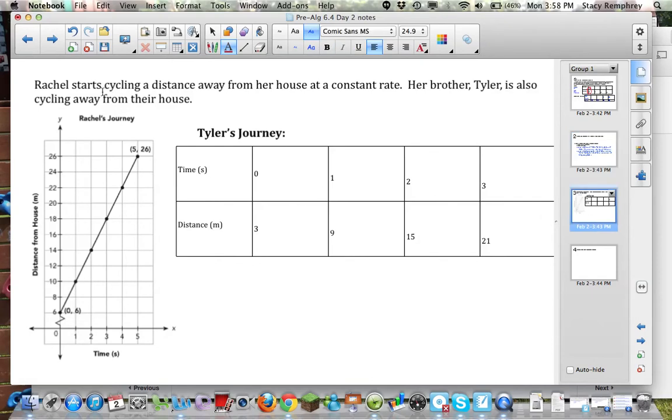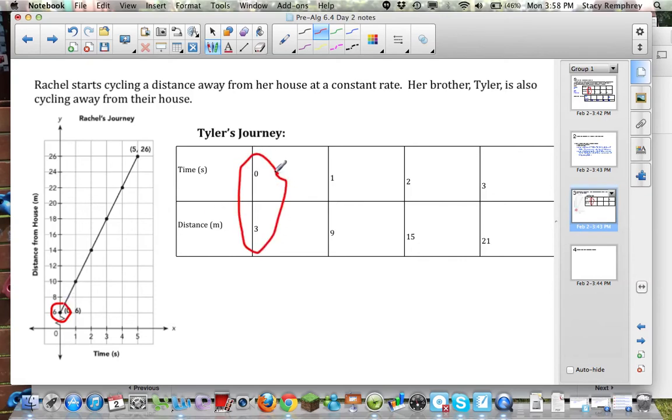In this one, I have Rachel, actually took this from a previous problem, and I have Tyler. Look at the starting points. In her graph, she's at 0.6. At Tyler, it's 0.3. Okay, so Rachel's starting point is right here, and Tyler's is here. And again, it's just being able to see it in different forms. So who started closer? At time 0, Tyler was only 3 meters away. Rachel at time 0 was 6 meters away, so Tyler was closer.